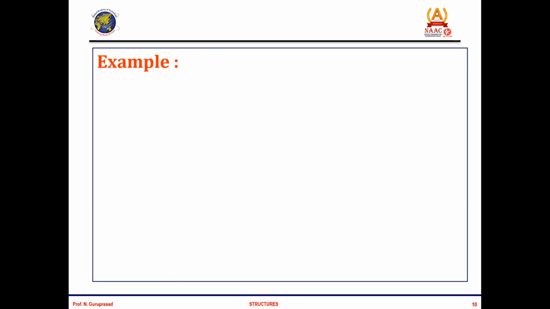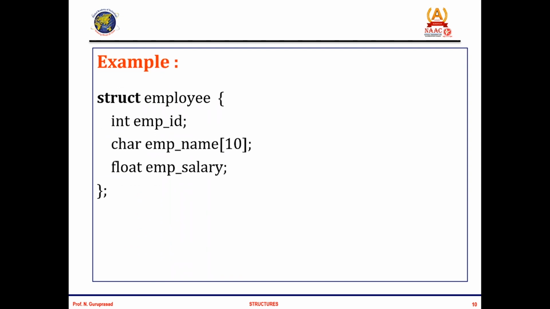Let me give an example for this structure. Look at this. It closely resembles the syntax. struct is a keyword and then followed by employee. So here employee is the name of the structure, right? It's a structure name. And this particular structure has three member elements. Those member elements are int emp_id, char emp_name, which is a character array, and float emp_salary.